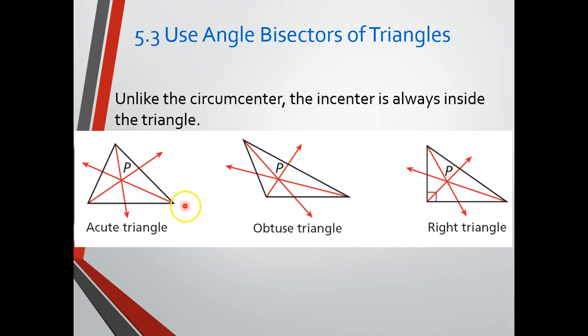Unlike the circumcenter, the incenter is always going to be on the inside of the triangle. Remember in the last lesson, we saw that for acute triangles the circumcenter was on the inside, for the obtuse triangle it is on the outside, and for the right triangle it is on the triangle. Well, in this case, the incenter is always going to be on the inside of all types of triangles, just like you see in these pictures.